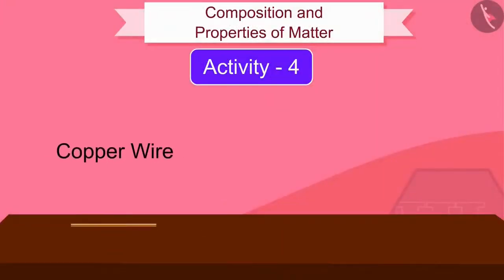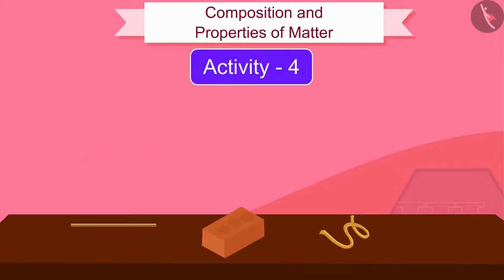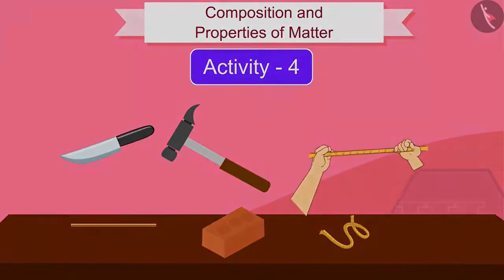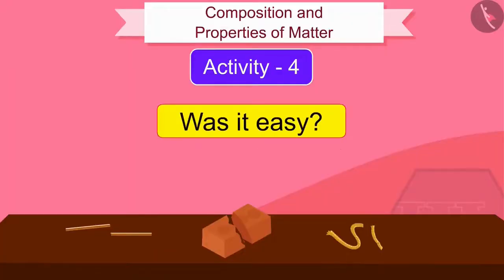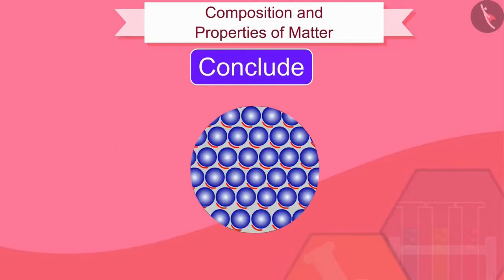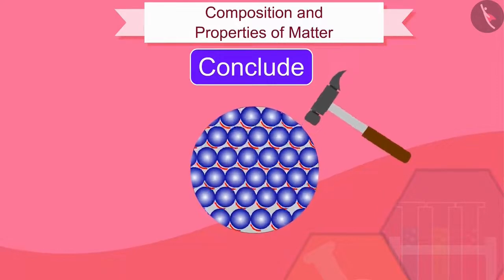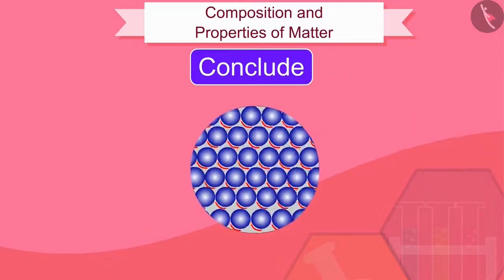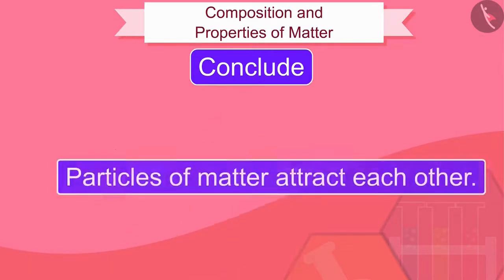Take a copper wire, a piece of brick, and a rope. Try to break them by hammering, cutting, or pulling them. Was it easy? No. But why? Because a force acts between the particles of matter. This force holds the particles together. In other words, particles of matter attract each other.